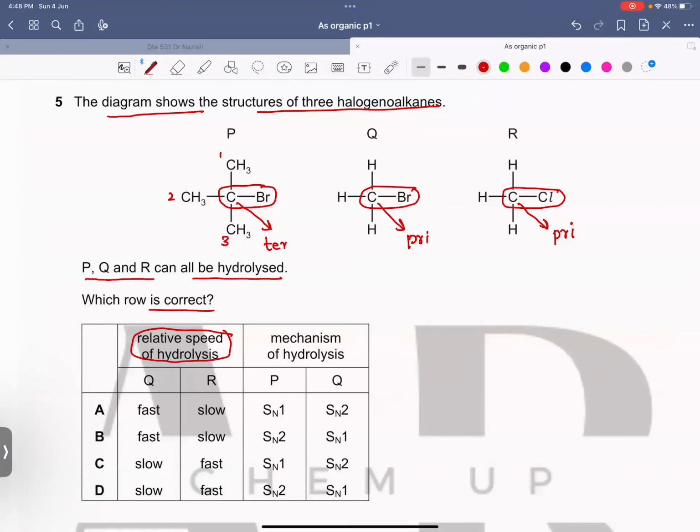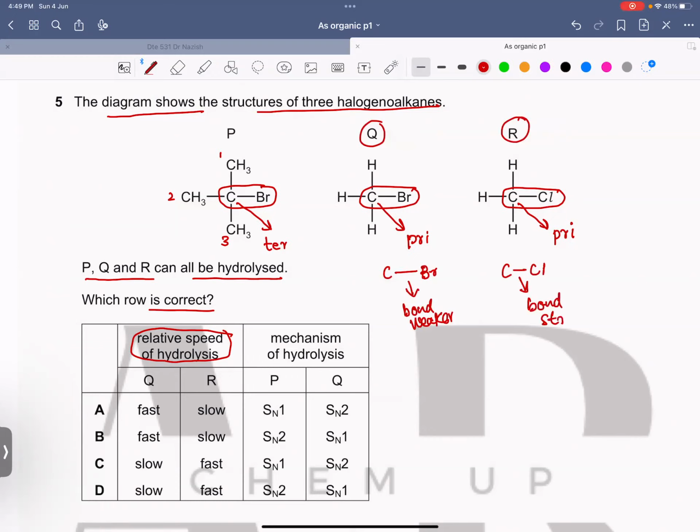Okay, when they are talking about speed, they are talking about Q and R. So if you recall, the carbon-bromine bond has a greater bond length and the carbon-chlorine bond length is smaller. So this makes this bond weaker and this bond stronger.